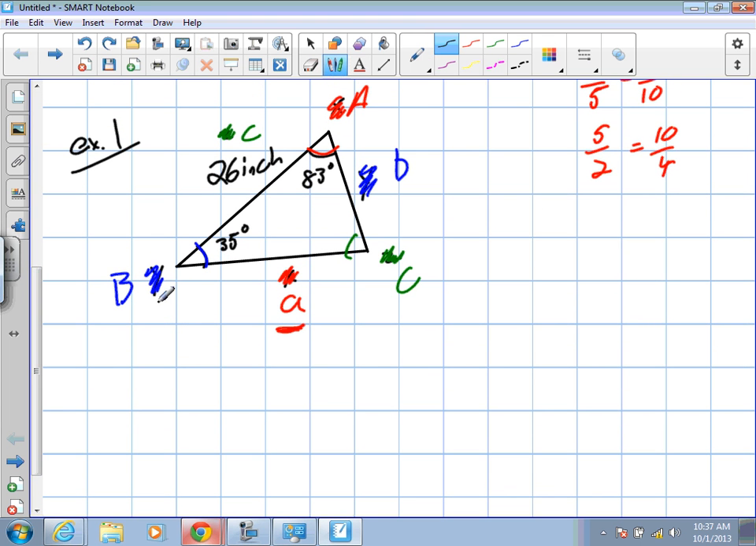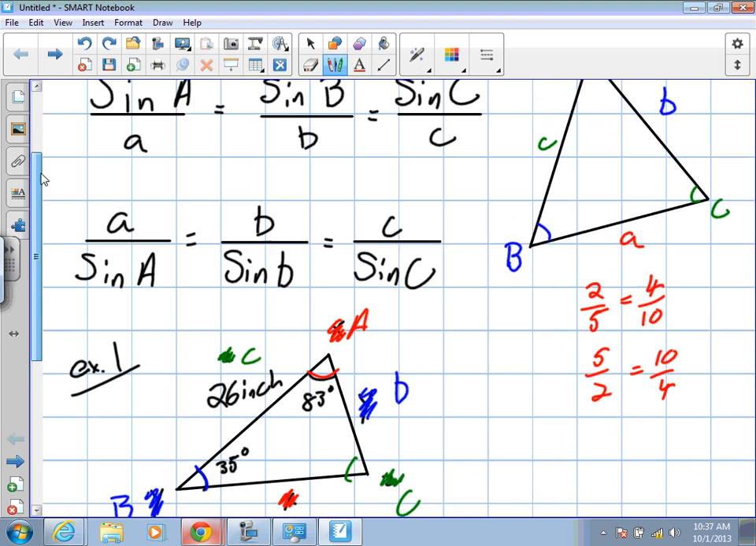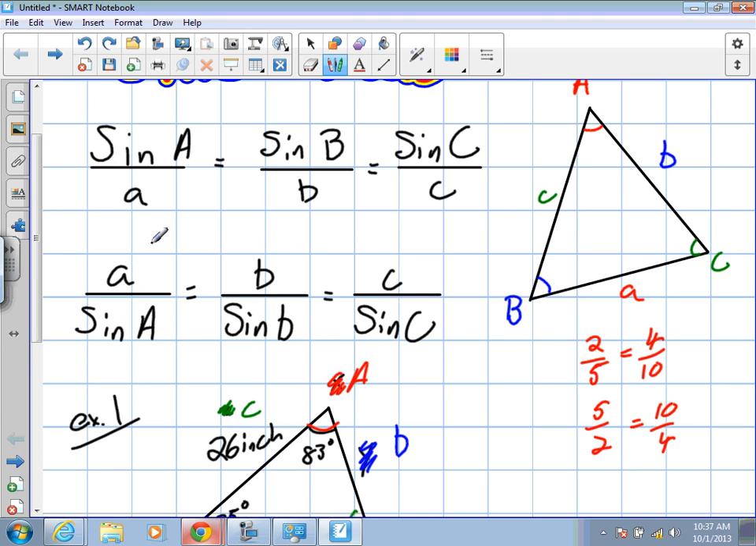Because I'm looking for side A, and this is where knowing both will come in handy, it's easiest to solve if we put whatever we're looking for on the top of the fraction. So if I'm looking for a side, it's easier to use this ratio, where the sides are all on top. Okay? If you're looking for an angle, it's much easier to use this formula, where the angles are all on top. Again, it's the same formula, we just flipped it. Okay? And we're going to talk about why in a second.